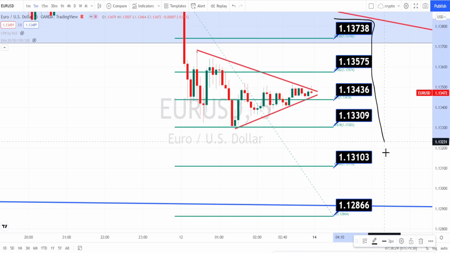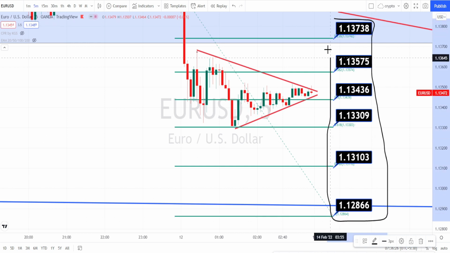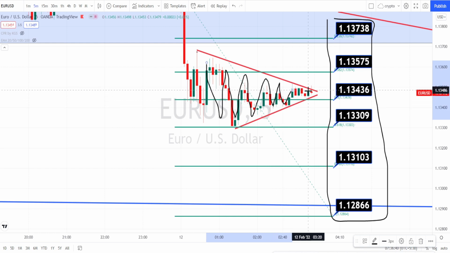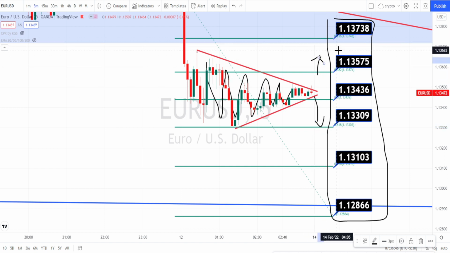So the values marked inside the black color boxes are the support and resistance levels in the 5 minutes time frame. Currently the price action is in a very nice consolidation. There is no direction in the market. Wait for it to break on the bearish side or on the bullish side. But if it breaks on the bullish side, we have a very strong resistance at the level of 1.137.